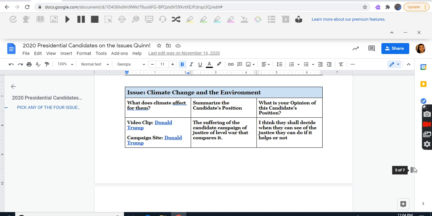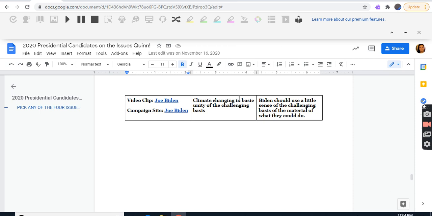What does climate affect change for them? Climate change and environment. The suffering of the candidate campaign of justice of love war that compares it. I think they shall decide when they can see the justice they can do if it helps or not. Climate changing and basic and unity of a challenge basis. Biden should use a little sense of challenging basis of material of what they could do.